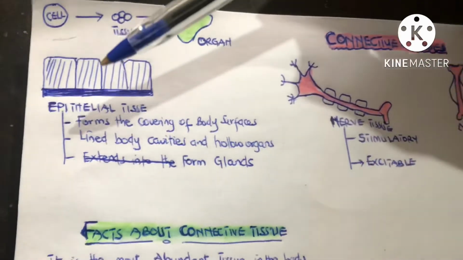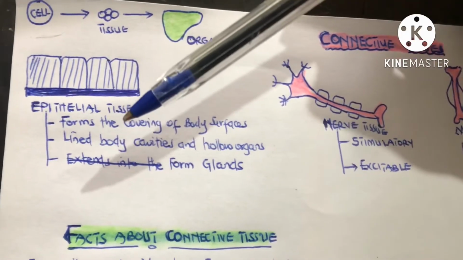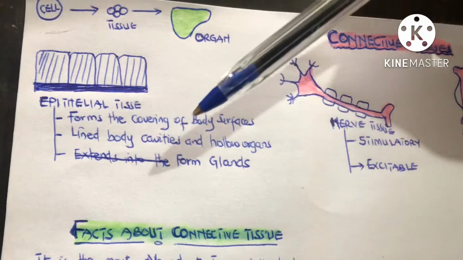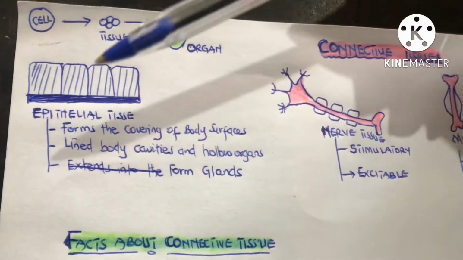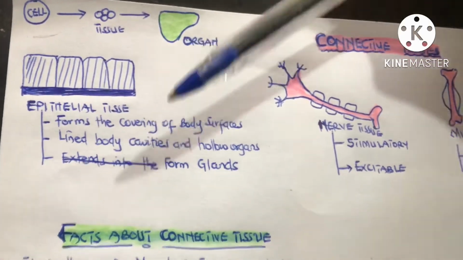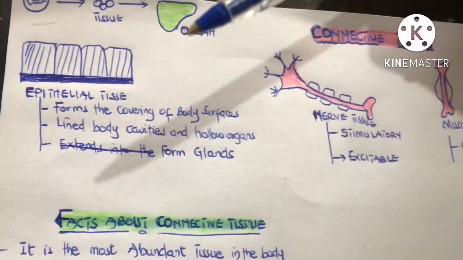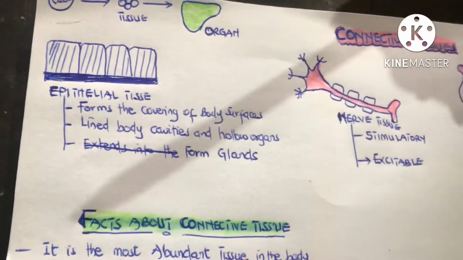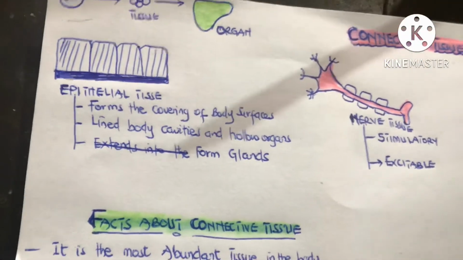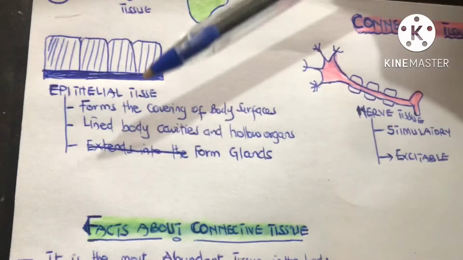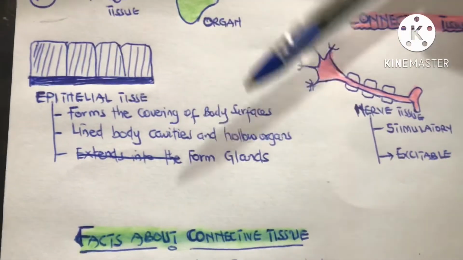And the first one I want us to talk about is the epithelial tissue. The epithelial tissue forms the covering of the body surfaces. When you take your skin, the uppermost layer is made up of the epithelial tissue. The epithelial tissue also lines body cavities like the pleural cavity, where you can find your lungs. All these cavities, the cardiac cavities, are lined by the epithelial tissue. These epithelial tissues can also form glands.